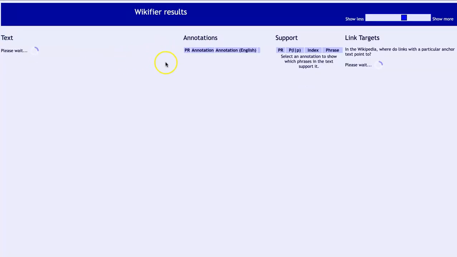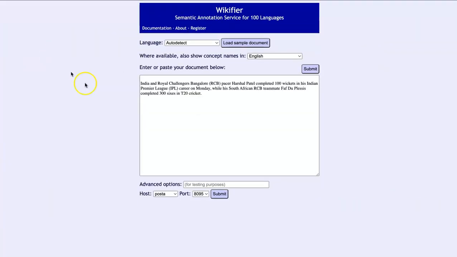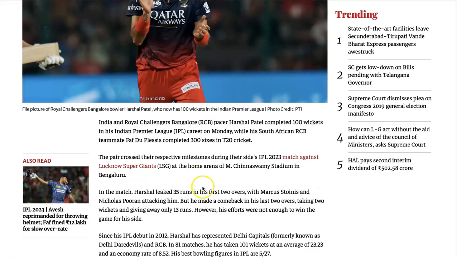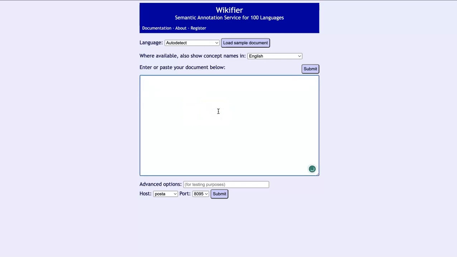Basically, you can just play with all these things. You can submit some other text and check. Maybe let's give this paragraph only. I'm just showing you how you can explore all these tools to do this kind of thing, because without exploring these things you will not learn much.